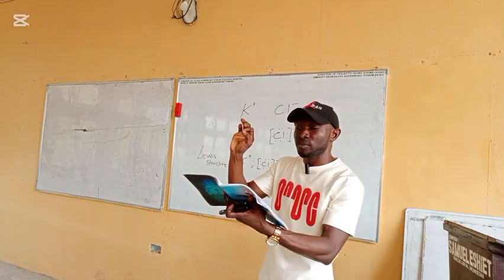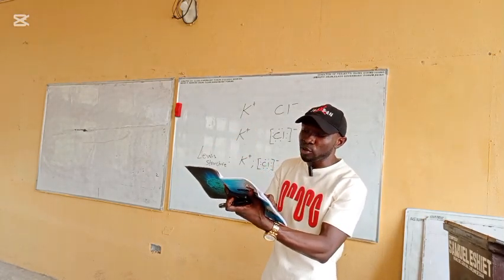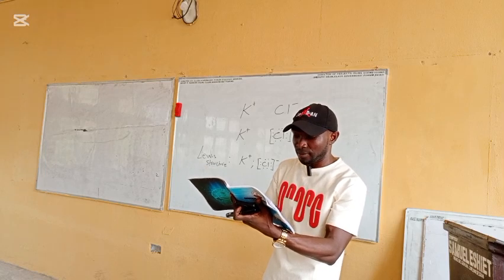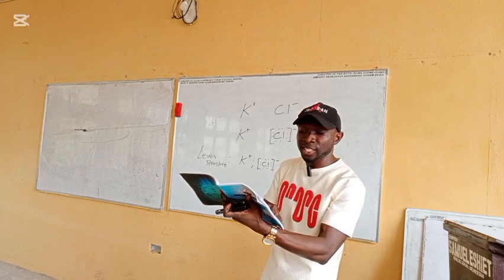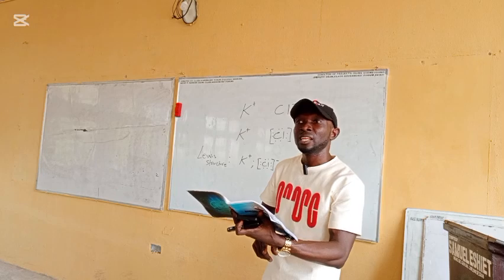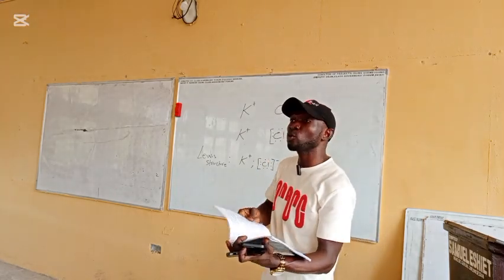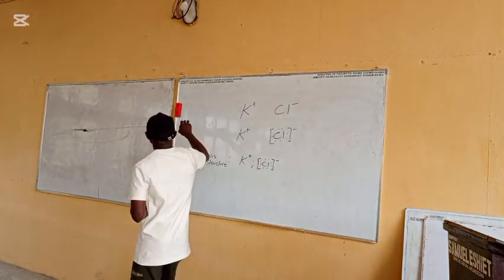Now listen. How does the written Lewis structure for potassium chloride differ from that of hydrogen chloride? Now, before you answer that question, see what I'm going to do. Now, do this for me.